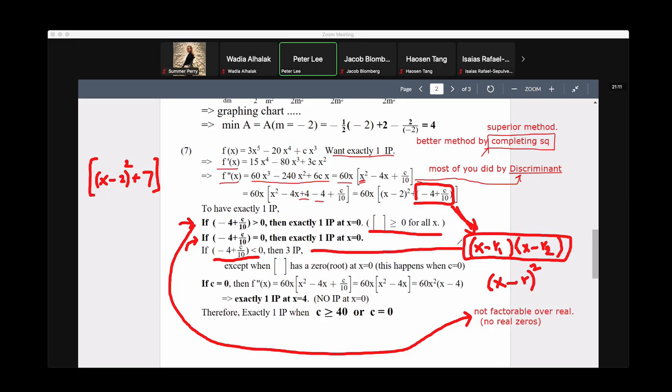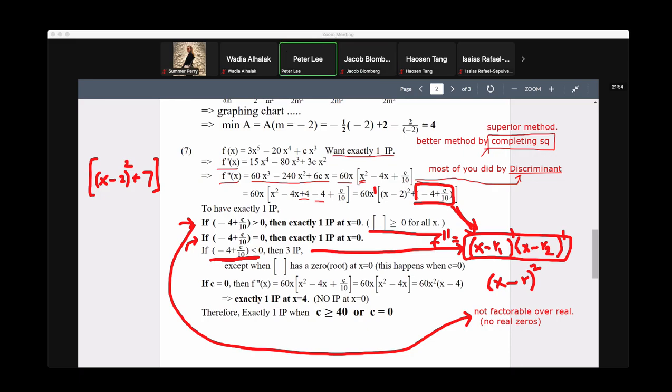You get this. That means f double prime is actually going to be this. So in this case, the question is, how many inflection points do we have? Then we have x to the first power here, and x minus r to the first power here, and x minus r to the first power here. So when this guy is less than 0, how many inflection points do we get? If minus 4 plus c over 10 is less than 0, how many inflection points do we get? We get 3 inflection points.